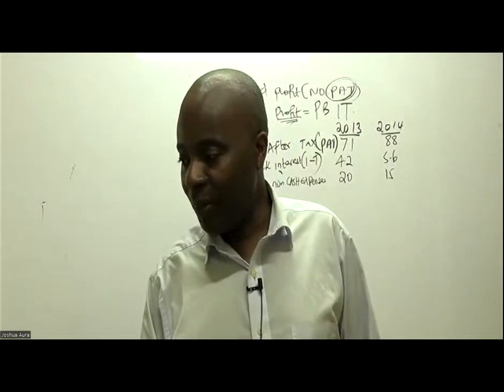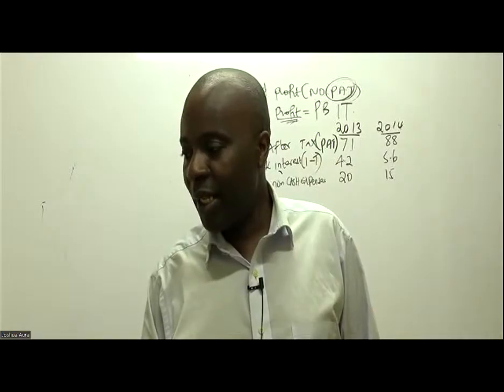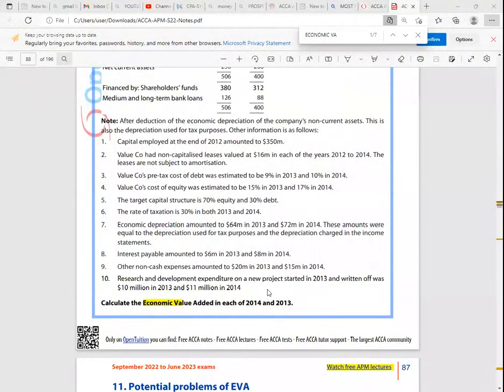So from there, ladies and gentlemen, we go to the next thing. I'm so sure this one will be able to handle it very well. Note number 10, research and development expenditure on a new project that started in 2013 and written off was 10 million in 2013 and 11 million in 2014.